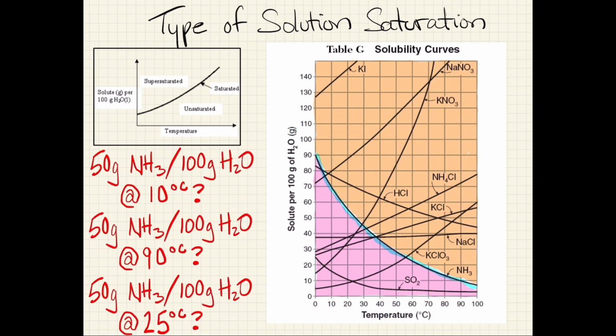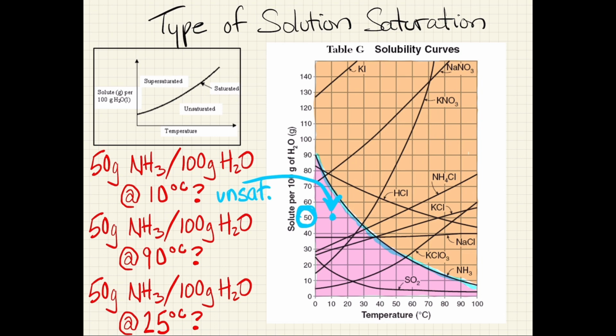Still using reference table G, let's try a new chemical, which is going to be called ammonia. Now we can see that NH3, if we have 50 grams of it in 100 grams of water, what kind of solution would we have if we only had a temperature of 10 degrees? If you find the 50 on the y-axis and 10 on the x-axis, you'll see our blue dot is in the pink range, which means that our solution would be unsaturated.